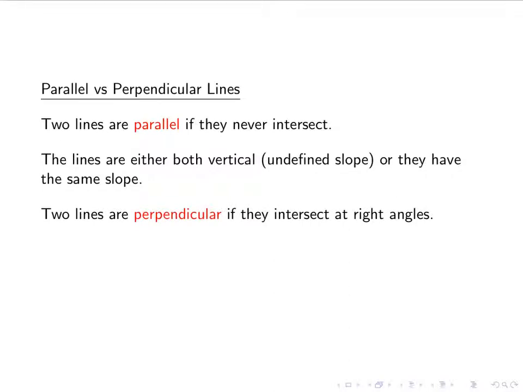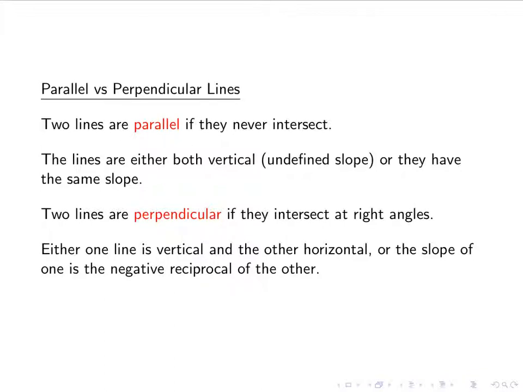Two lines are perpendicular if they intersect at right angles. So not only do they intersect, but they intersect at a right angle. And the consequence of this is that either one line is vertical and the other is horizontal, or the slope of one is the negative reciprocal of the other. So we need to have negatives so that they're going in opposite directions, and then they need to be reciprocals so that they're actually the 90-degree angle part.